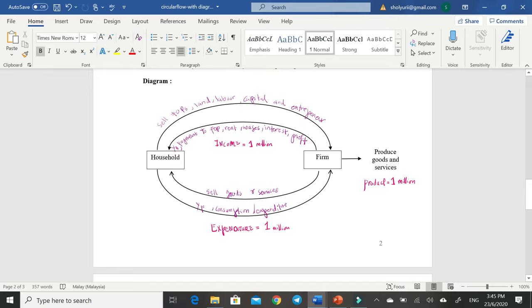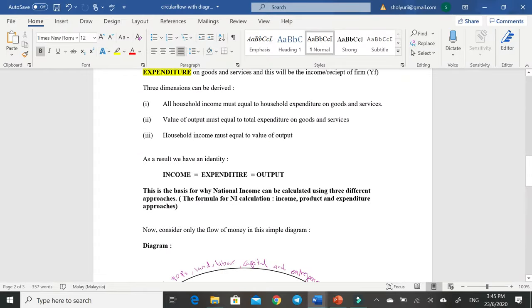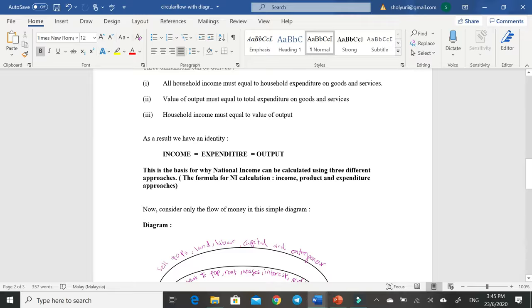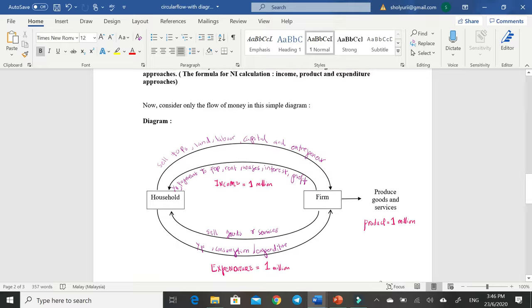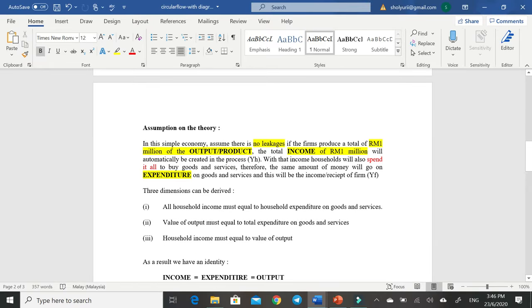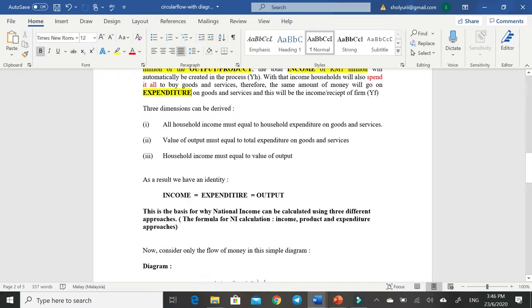Because goods and services being sold is 1 million, so they need to pay all because they won't do saving at all. So here we have 3 things which is the same, which is income also equals to 1 million, expenditure also equals to 1 million, and output also equals to 1 million. So ada 3 benda yang sama. Income, expenditure, output, ataupun nama lain bagi dia adalah product. Product and output is the same thing. See here, I already put here output or product. So 3 dimension can be derived.